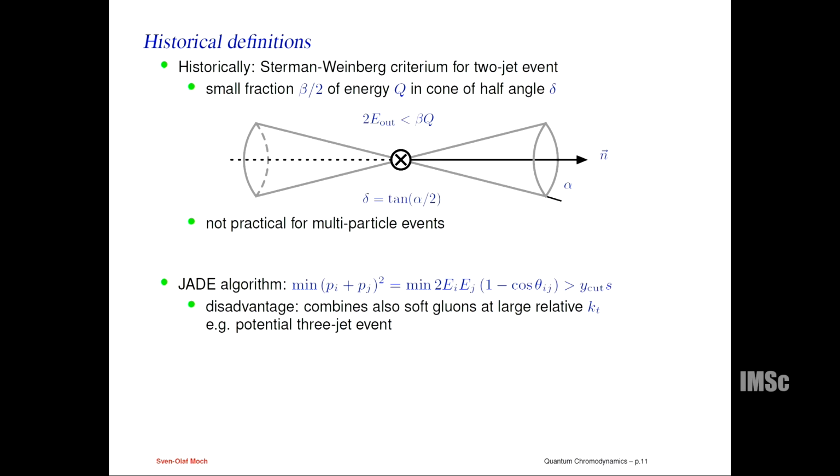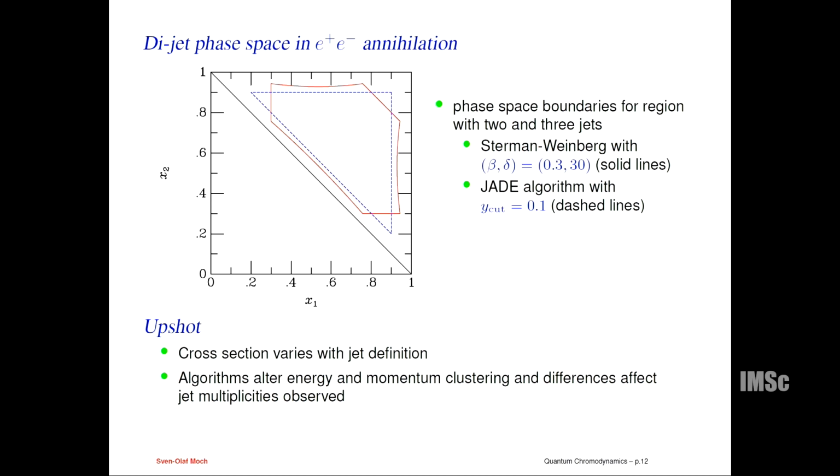It's basically historical, because people then realized it also has some disadvantages, because depending on the phase space, it also puts soft gluons with a large relative kT into one jet together. So it's not really a good mapping of your phase space topology to the jet topology. But for historical purposes, I'd like to go through and discuss it with you.